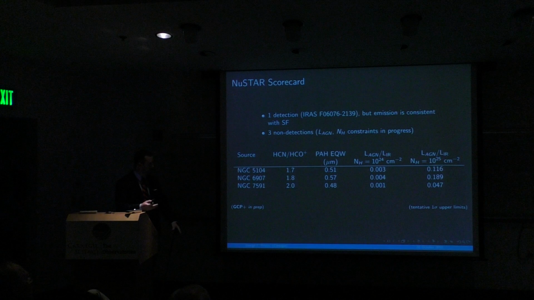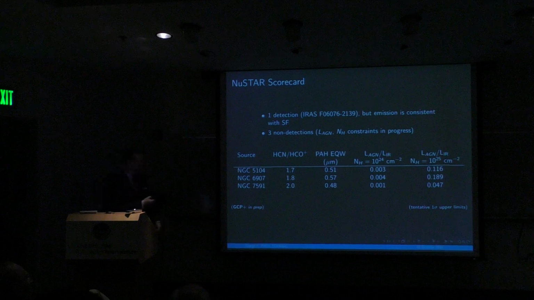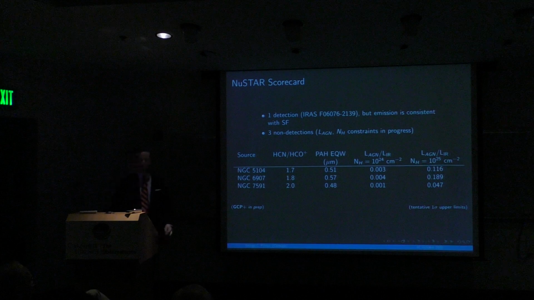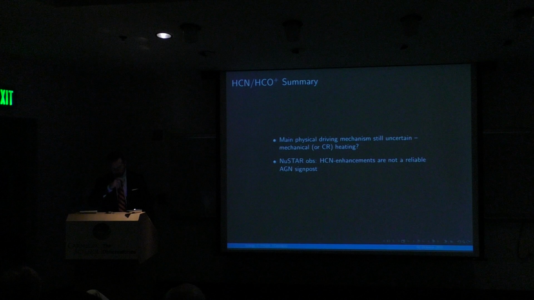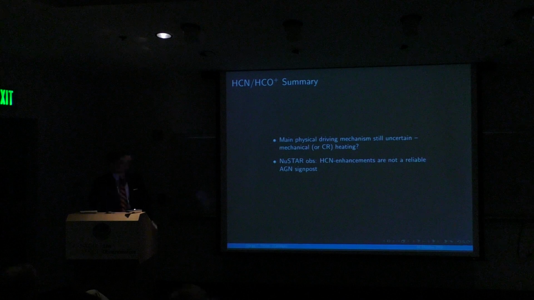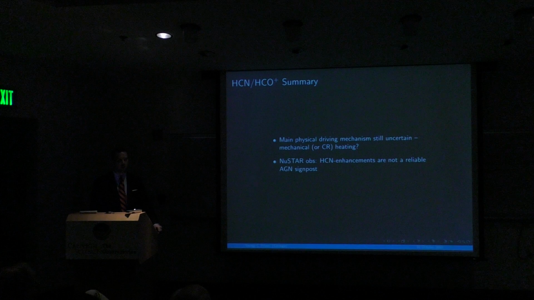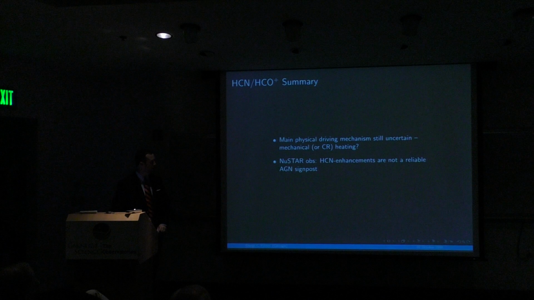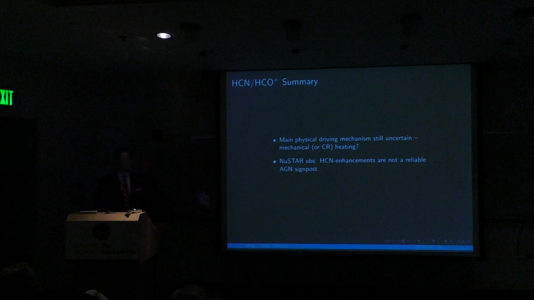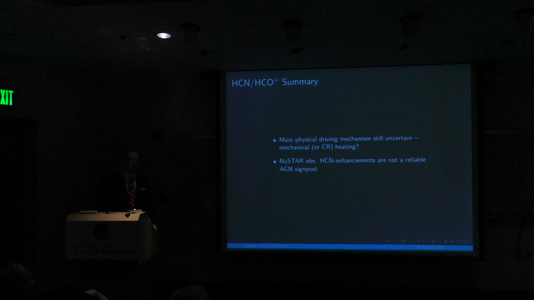So I think I can firmly say or convincingly say that this HCN to HCO+ ratio is not really a reliable tracer of AGN, at least not any AGN that matters in a galaxy. So to summarize that, the main physical driving mechanism is really uncertain. People seem to be converging on mechanical heating, but I don't think the job's done yet. But then in terms of the X-ray observations, there's basically no strong evidence that this line ratio is a useful or reliable AGN diagnostic.